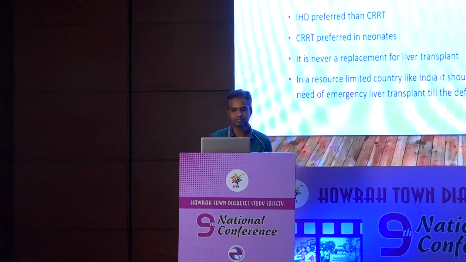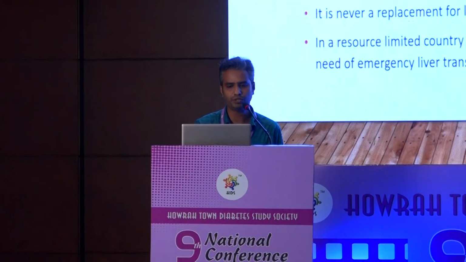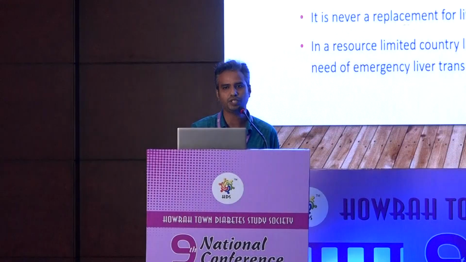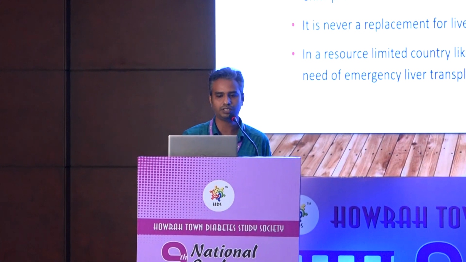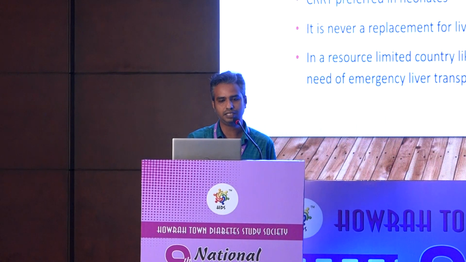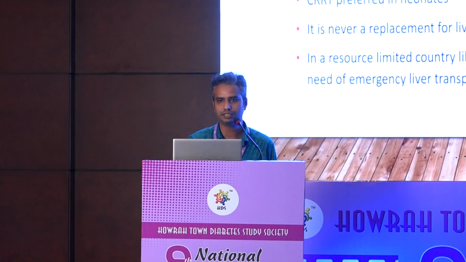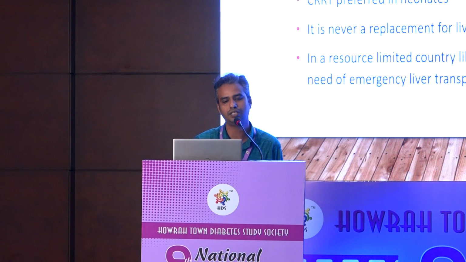Peritoneal dialysis is less effective compared to intermittent hemodialysis because it clears ammonia and toxins at a lower rate. IHD is preferred over CRRT because IHD has a higher blood flow rate and the clearance is very fast. CRRT is preferred in neonates, especially sick neonates, because in CRRT there is less risk of hemodynamic instability, hypotension, and hypothermia, which neonates are more prone to.